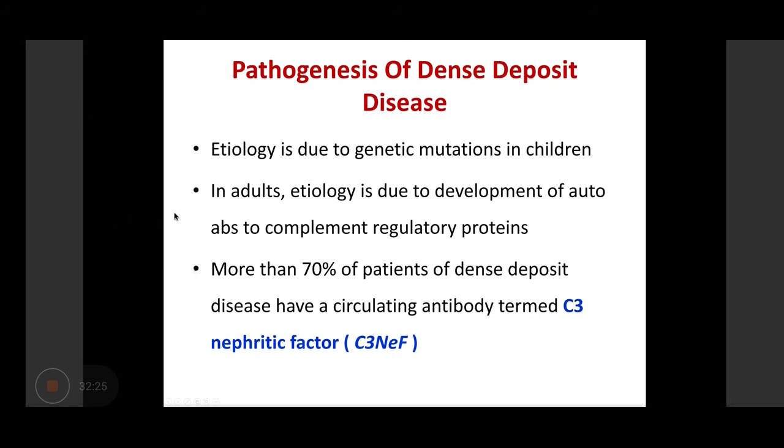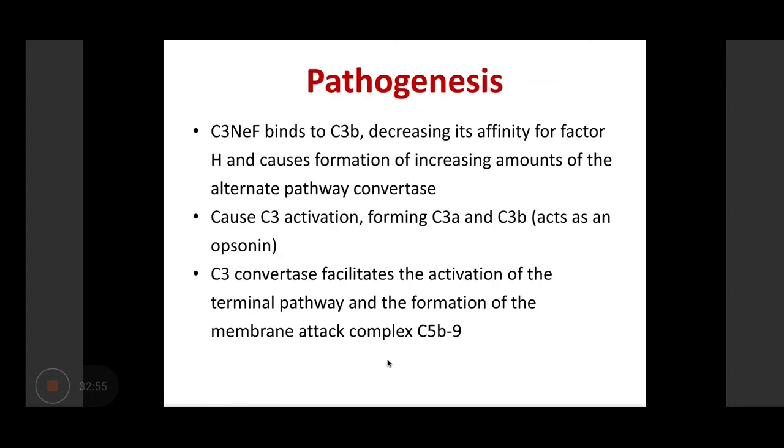So what is the pathogenesis of dense deposit disease? Now, this etiology is because of genetic mutations in children, in the genes involved in the formation of the different components of the alternate complement. In adults, the etiology of dense deposit disease is because of development of autoantibody to complement proteins, which is referred to as C3 nephritic factor, or C3NeF in short. Now, this can be demonstrated in the plasma by different ELISA methods.